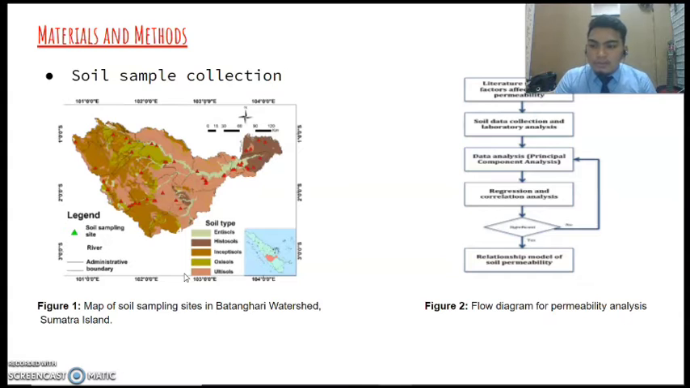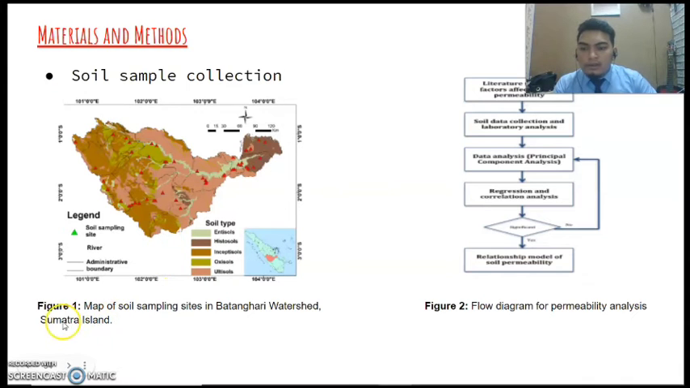Then the soil samples were examined and several parameters of the soil properties were measured, which are water content, bulk density, particle density, percentage of sand, silt, clay, fine clay, porosity, quick drainage, slow drainage, soil moisture retention, organic matter, water availability, and soil permeability itself.